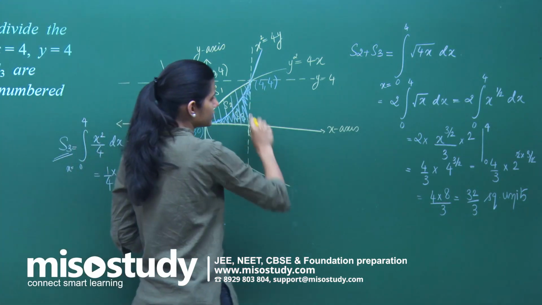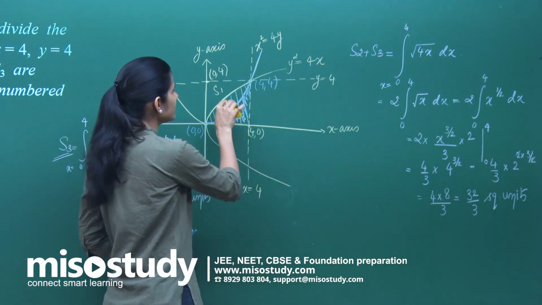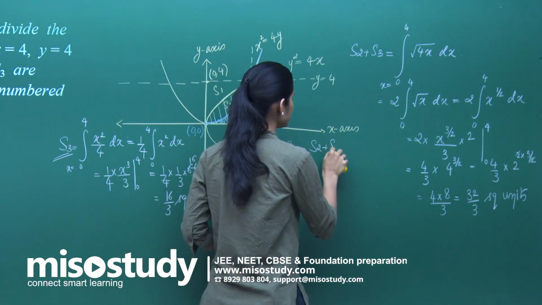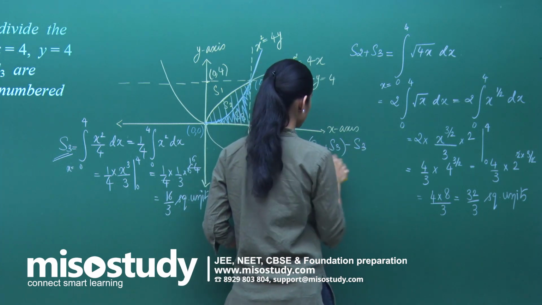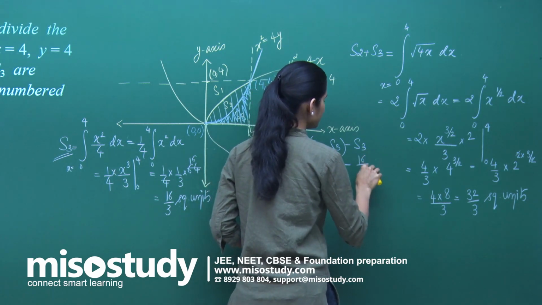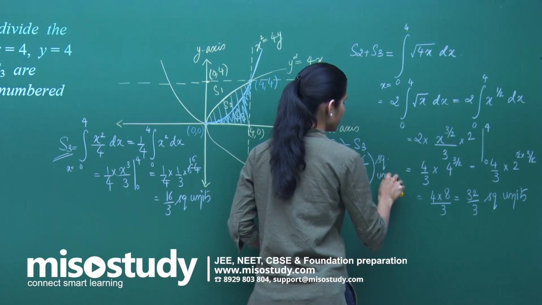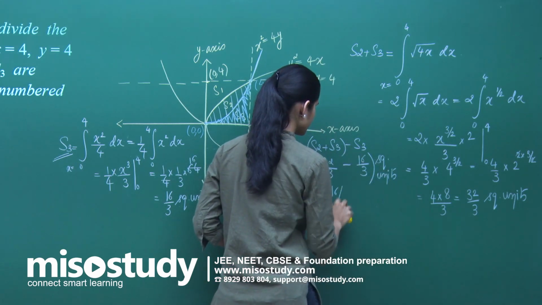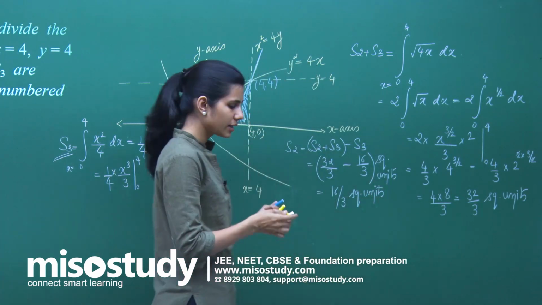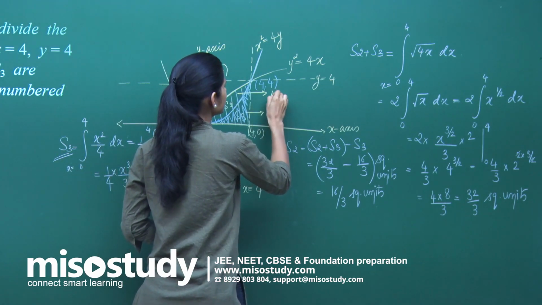But S2 plus S3 is 32 by 3 square units. If from S2 plus S3 I remove S3, I will get my S2. So what is my S2? S2 plus S3 is 32 by 3 square units, S3 is 16 by 3 square units. So S2 is 32 by 3 minus 16 by 3 square units, which is obviously again 16 by 3 square units. So what are you getting? You are getting that S3 is 16 by 3, S2 is 16 by 3.